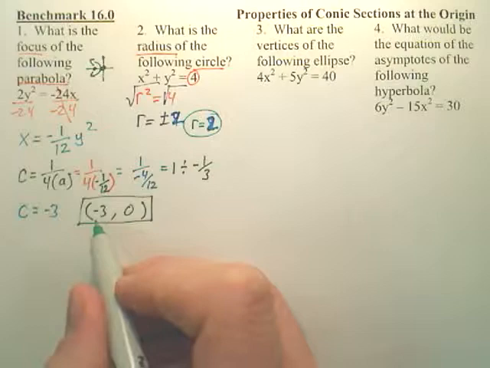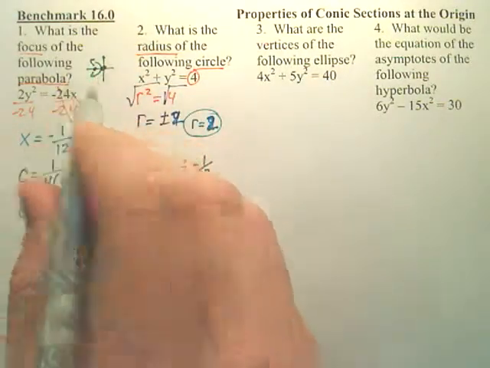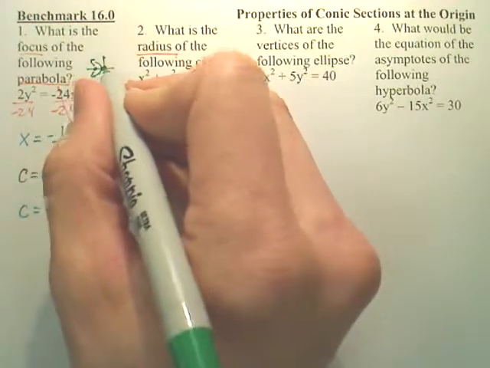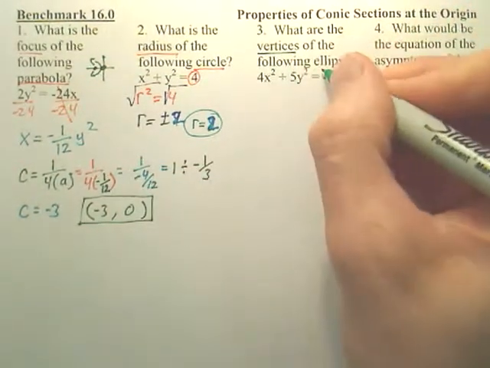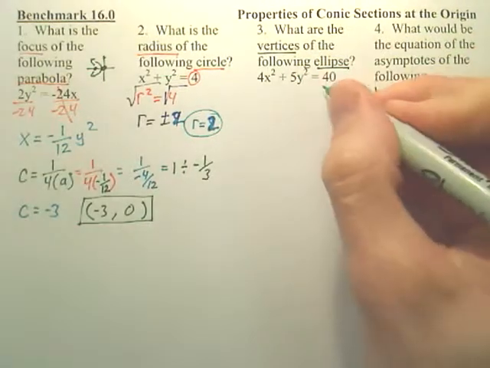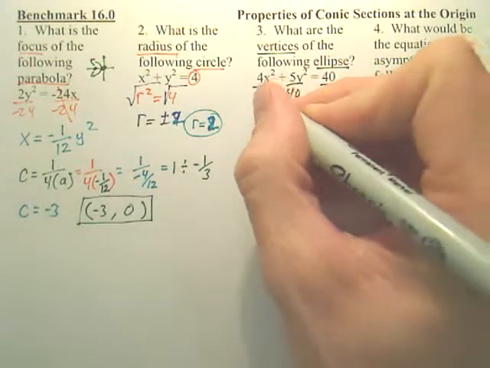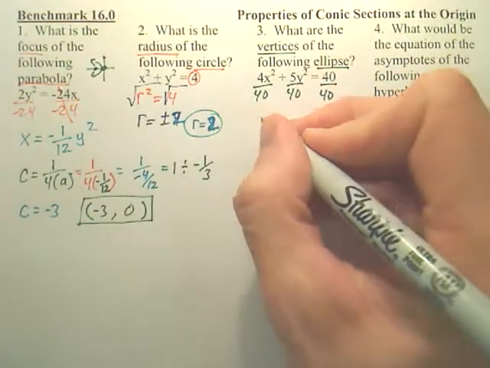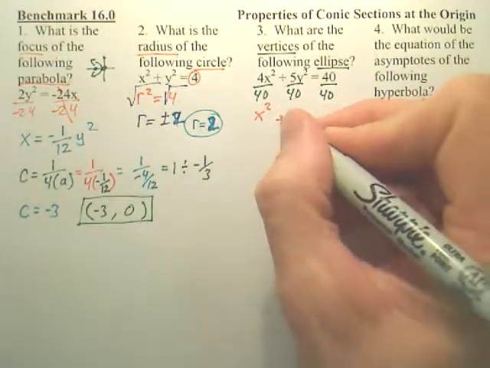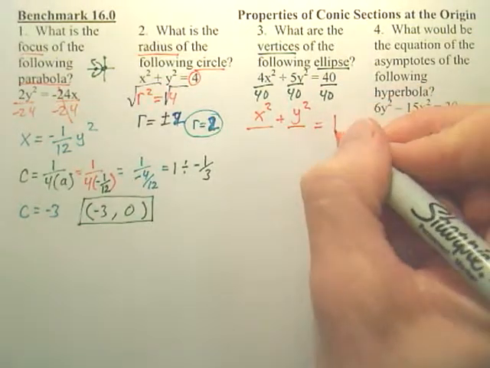Here the focus was negative 3, 0, because it opened to the left and went negative 3 spaces over. By the way, the directrix would be positive 3 this way. Don't worry about that. I want the vertices of the ellipse. First thing you need to do to find the vertices of an ellipse is divide everything by the 40, because you need it to be equaling 1. So we have x squared, we have y squared, equals 1.